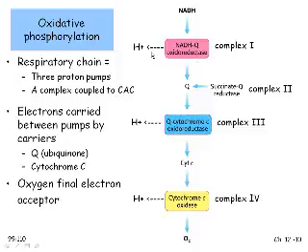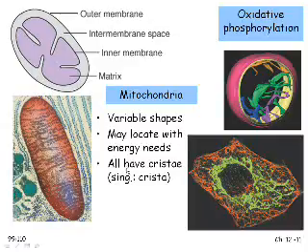So in complex 1 and complex 3 and complex 4, that transfer of electrons is coupled to moving protons. So at these 3 steps, you're going to have more and more protons building up outside the inner mitochondrial membrane. This is sort of the Cook's tour of mitochondria.